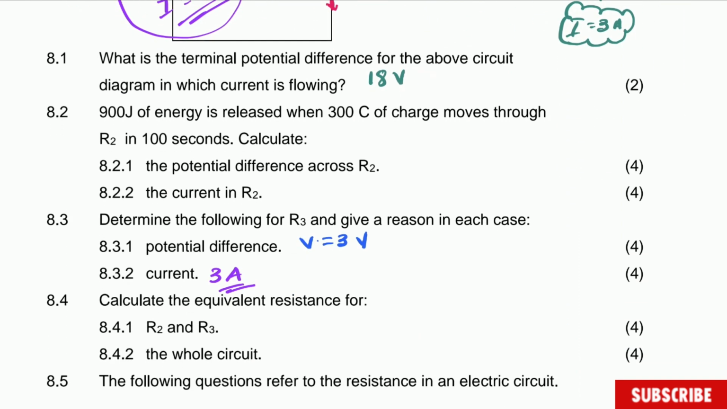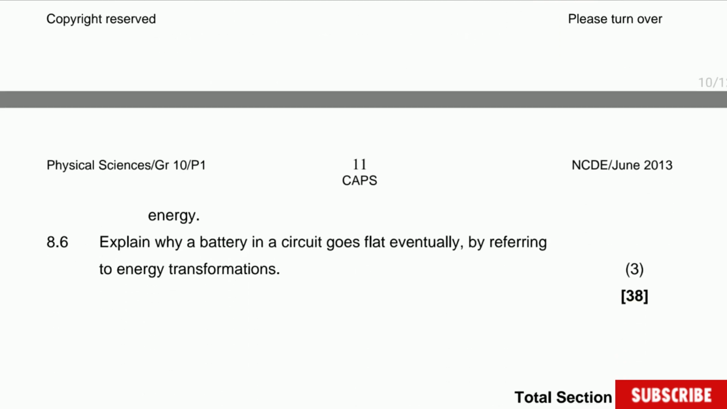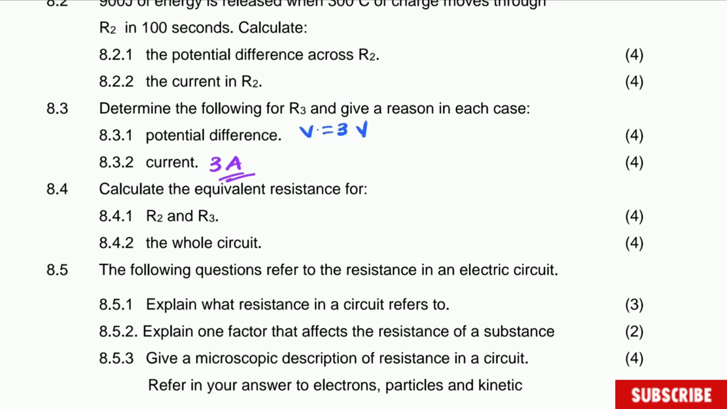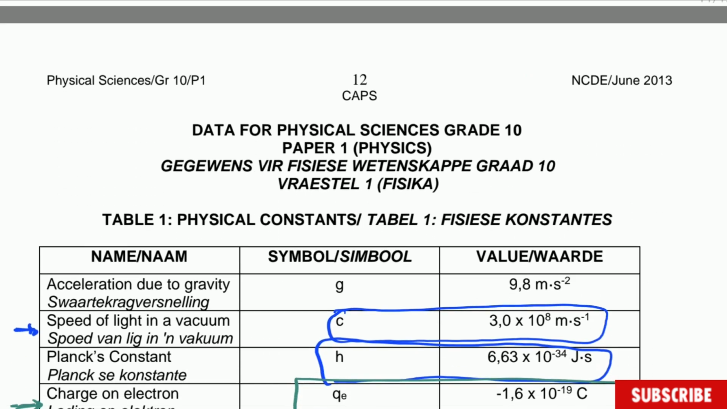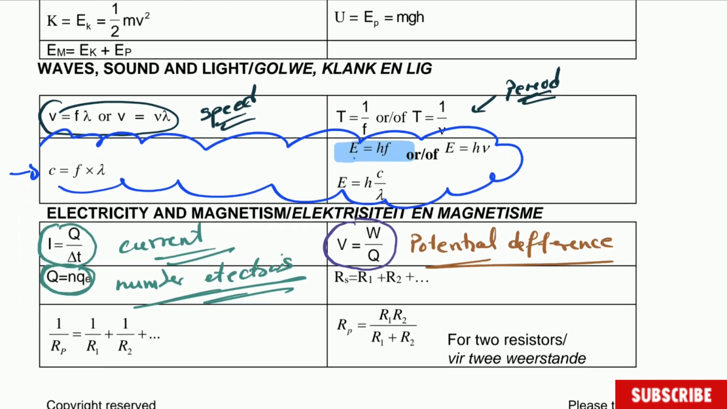Calculate the equivalent resistance for R2 and R3. In other words, they're asking you to calculate the resistors in parallel. We can do it on this side here, at the bottom here. So this one is question 8.4.1. Alright, so how do we calculate the resistors in parallel there? Guys, let's go back here. Let's not make mistakes. Here are the formulas.